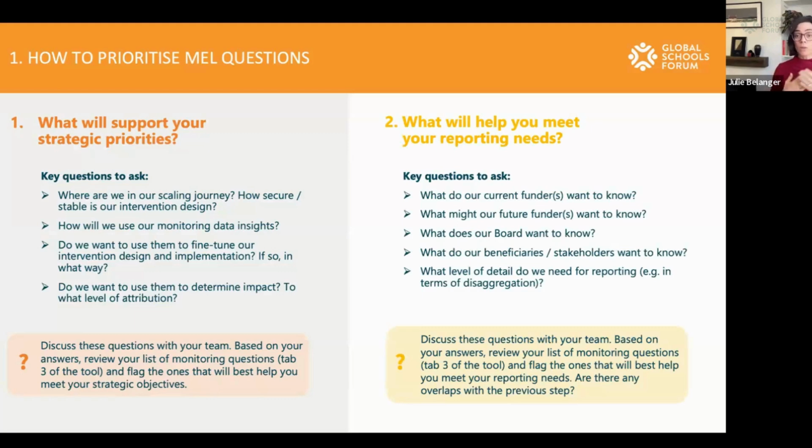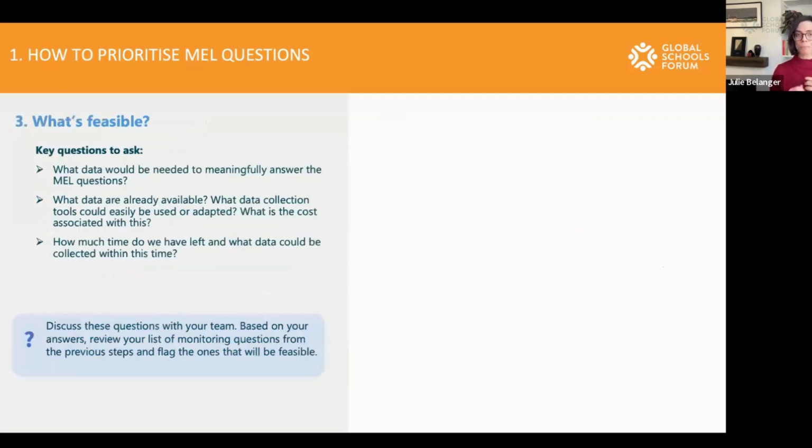You may have a board. What do they need to know? Or your beneficiaries, your schools, the people you work with? And also, what level of detail or disaggregation might you need? So it's good to have, again, with your team, a conversation of, based on this, what are the things that we really need to be able to report on?